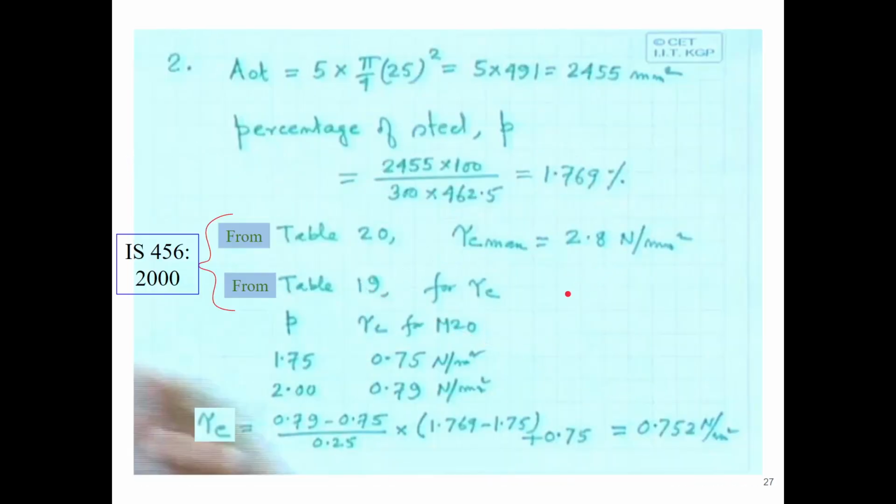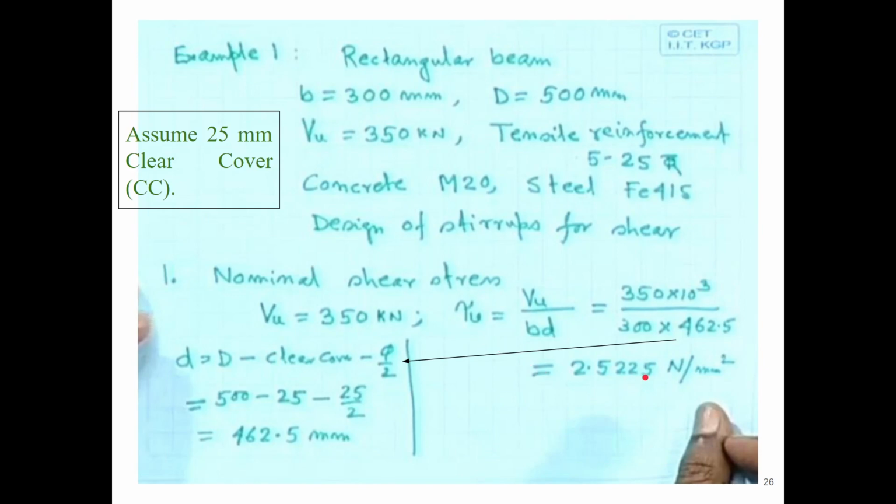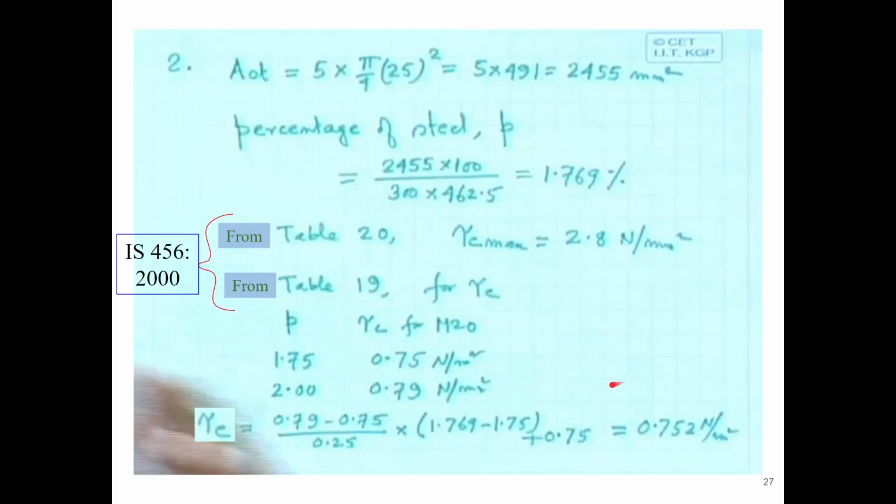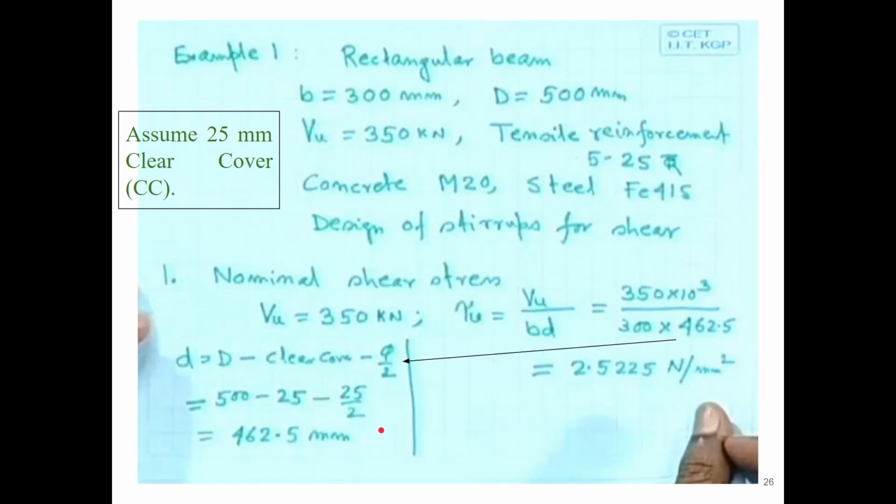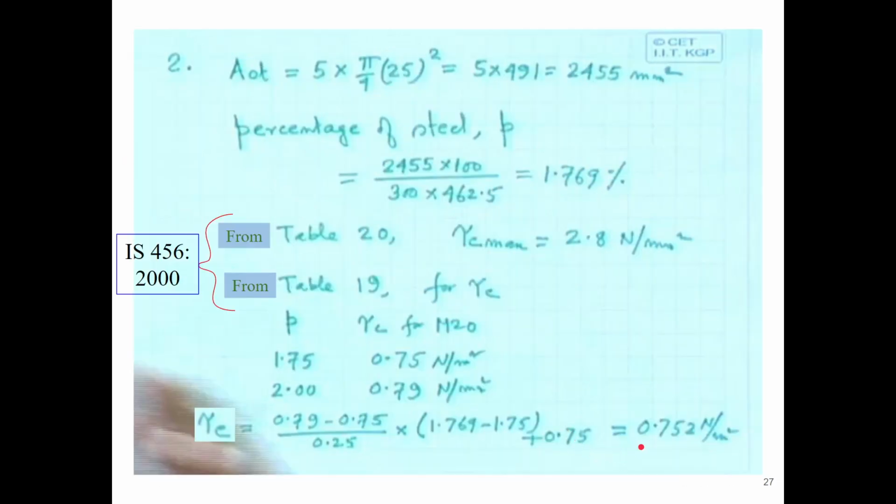Now the second check is the tau v and the tau c value. Tau c is 0.752, whereas tau v is 2.5, right? So tau v is definitely greater than tau c. That means the concrete alone is not capable of taking the complete tau v value, because the tau v value is higher than 0.752. So it is 2.5, and we need to provide shear reinforcement, that is the stirrups.